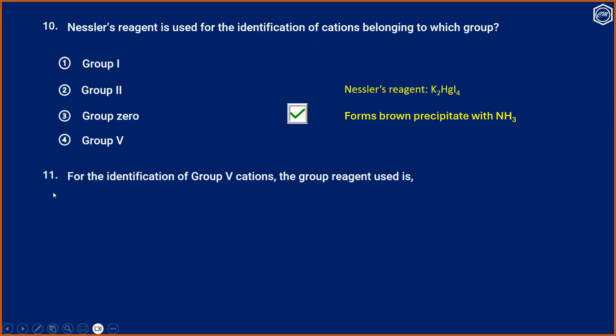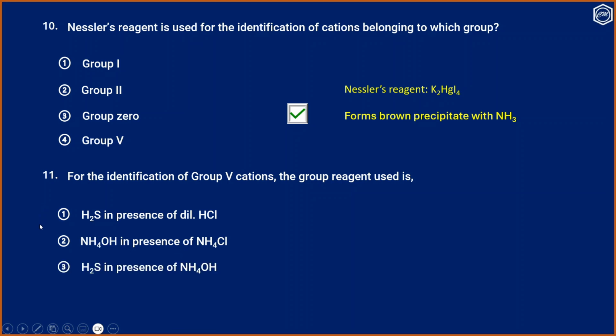Question 11. For the identification of group 5 cation, the group reagent used is: 1, H2S in presence of dilute HCl; 2, NH4OH in presence of NH4Cl; 3, H2S in presence of NH4OH; 4, ammonium carbonate in presence of NH4OH. The group 5 reagent is ammonium carbonate in presence of NH4OH.